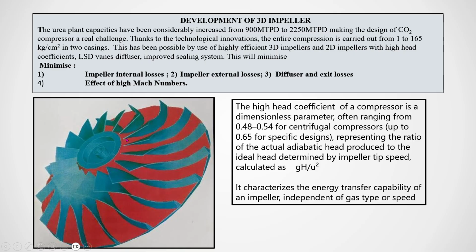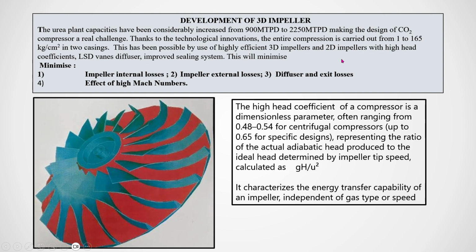Inlet also tangential, outlet also tangential, so there will be very little separation, and turbulence will be there when the gas passes through these vanes of the impeller. Now, in the modern urea plant, if you see, the capacity has increased from 9,900 metric ton per day to 2250 metric ton per day.